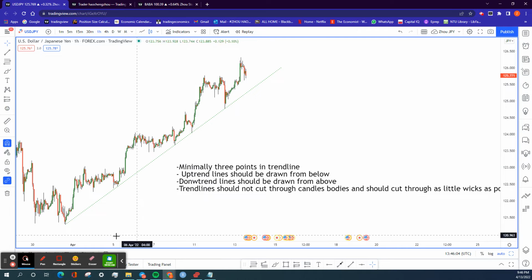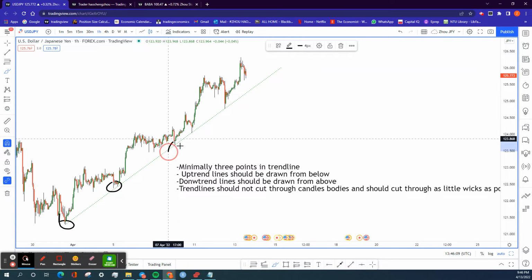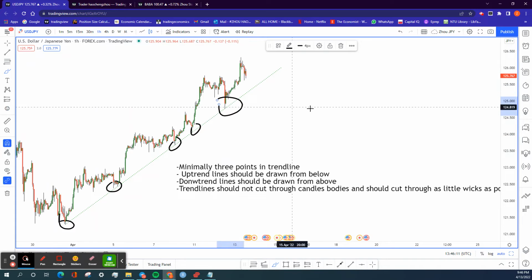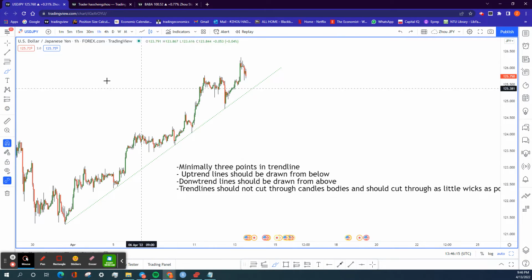So there's minimally 3 points: 1 point, 2 points, 3, 4, 5 points, right? So this is a very good trend line because it has 5 points. Next, the uptrend line should be drawn from below. Yep, this is an uptrend and the uptrend line is drawn from below.